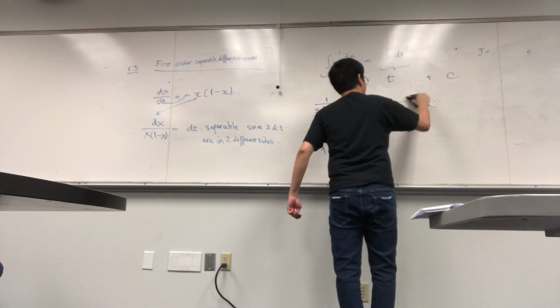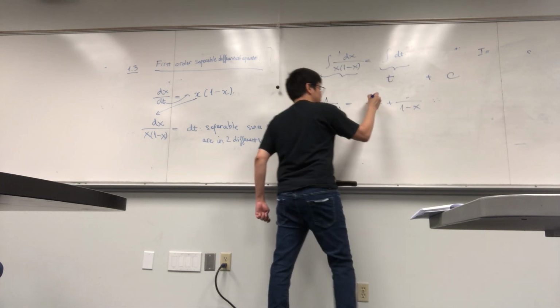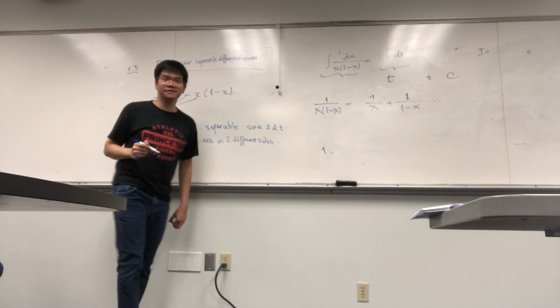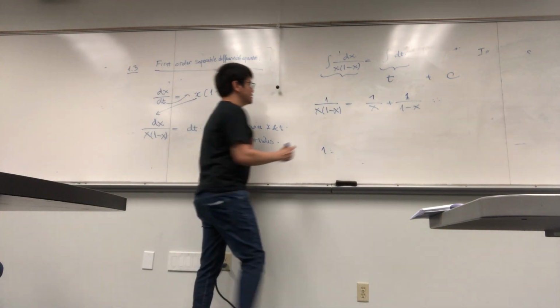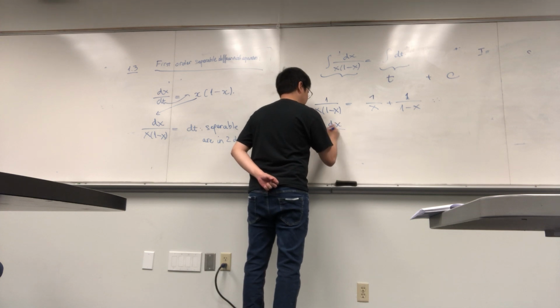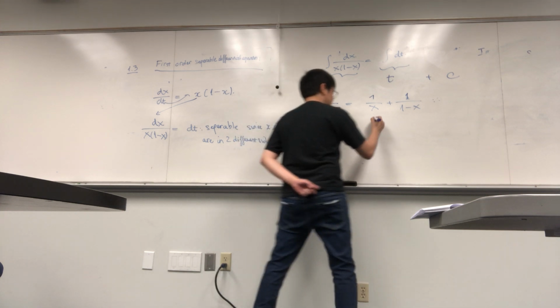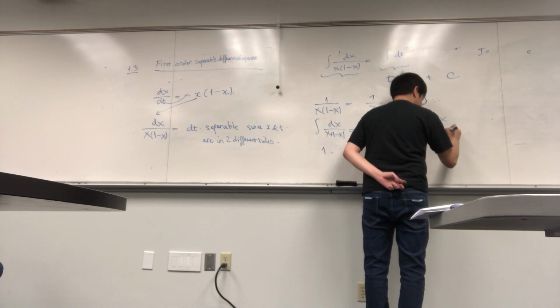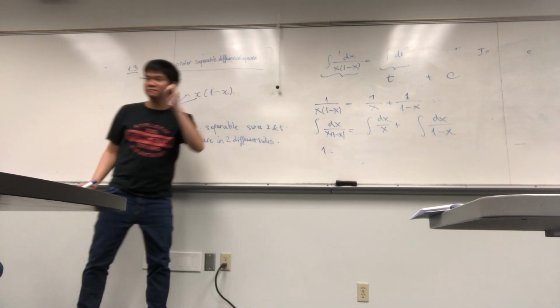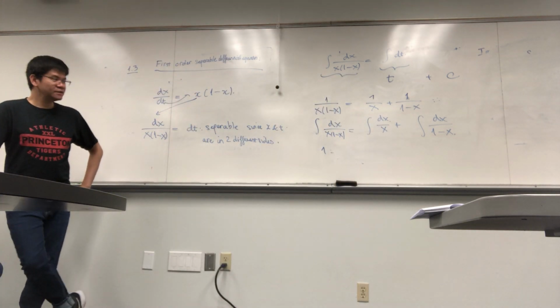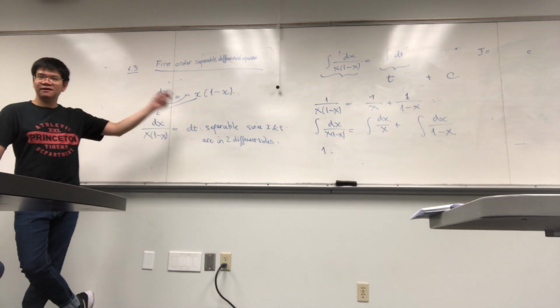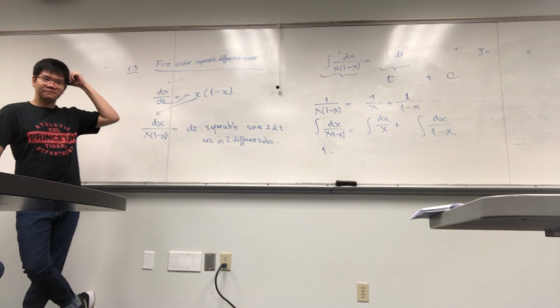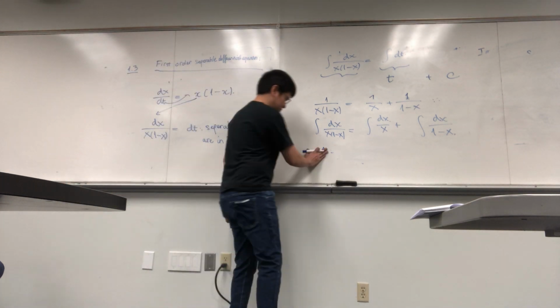Right, so now I found that 1 over x(x minus 1) is 1 over x plus 1 over 1 minus x. So I have to integrate this guy, right? So dx over x(1 minus x) will be dx over x plus dx over 1 minus x. Right? So what is the antiderivative of 1 over x? Yes? The first one will be the natural logarithm of the absolute value of x, and then the next one will be negative 1 times the natural logarithm of the absolute value of 1 minus x.